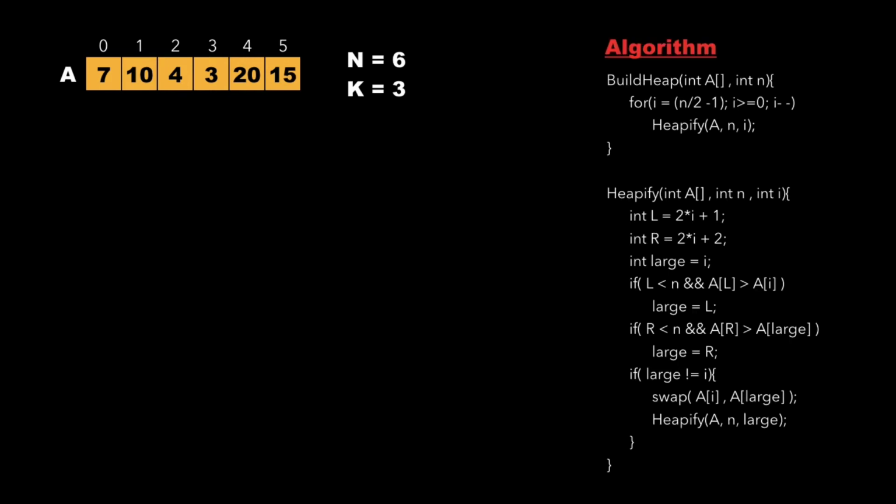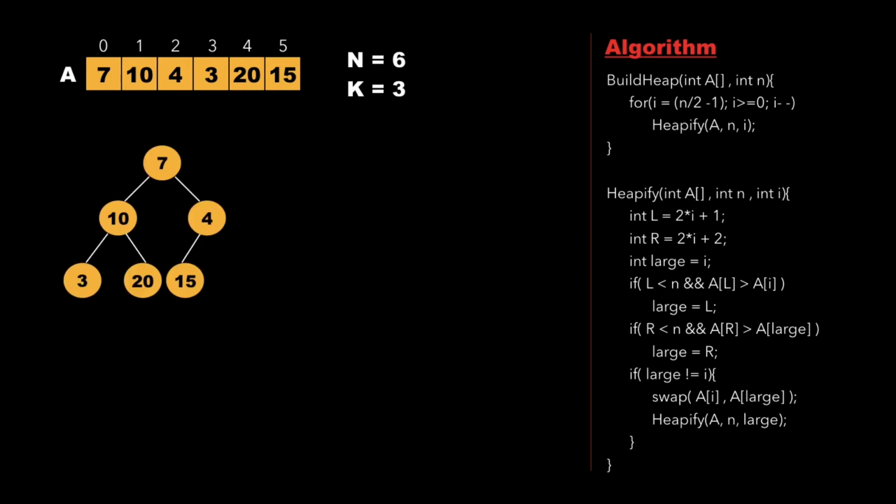The right side of the screen shows the heap sort algorithm where we first call the build heap function, where we run a for loop from i equal to n by 2 minus 1 to i equal to 0. That is, we run the for loop for each parent node in the array. Then we call the heapify function for every parent node.